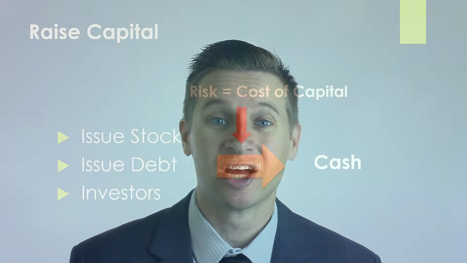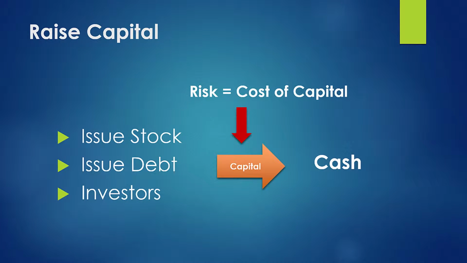Let's say your company issued stock, or it issued bonds, or you had an investor come and invest money in your business. There's costs associated with each of those activities to bring cash into your business. And so there's a cost associated with cash. So what is that cost? Well, the cost of cash is going to be your WACC.